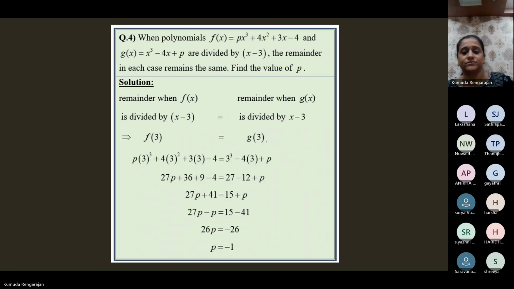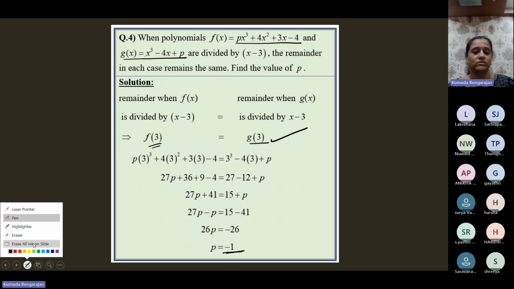See here? So how do you work f of 3? Here in f of x, wherever there's x, put 3. And g of 3, how do you work that? Here in g of x, wherever there is x, put 3. So when you solve this, you'll be able to find the value of p. And p is minus 1.